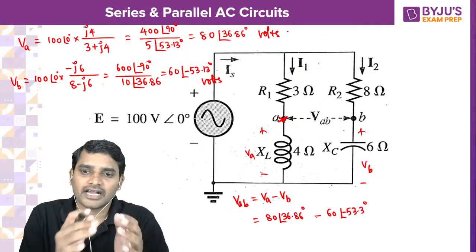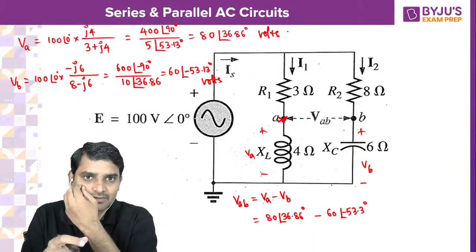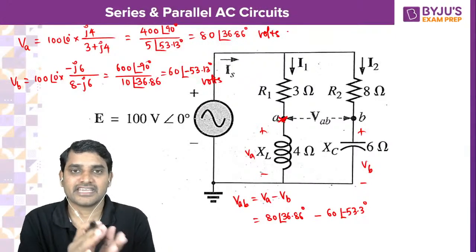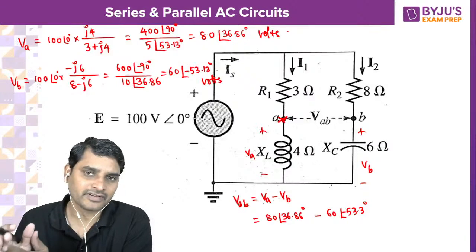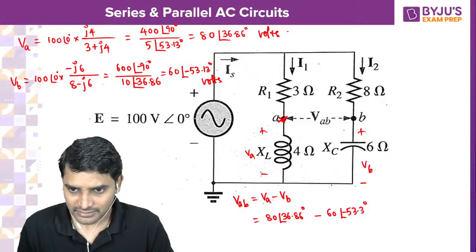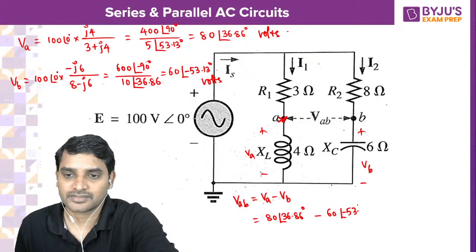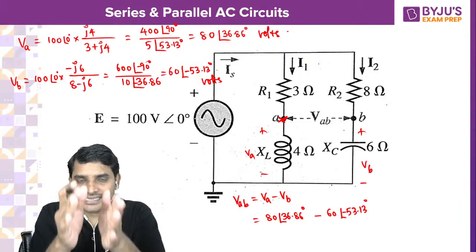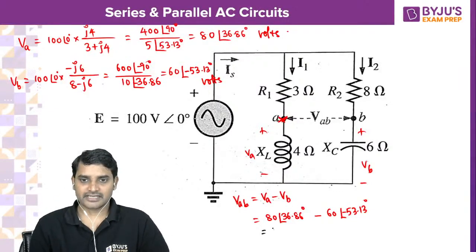So how to do this? You have to convert into rectangular format: 80 cos 36.86 plus j80 sin 36.86 minus 60 cos minus 53.13 plus j60 sin minus 53.13. That is the only option, because if you do not have a scientific calculator, the best possible option is that one. So you will get the real and j terms, that is the X plus jY format. So let me represent that.